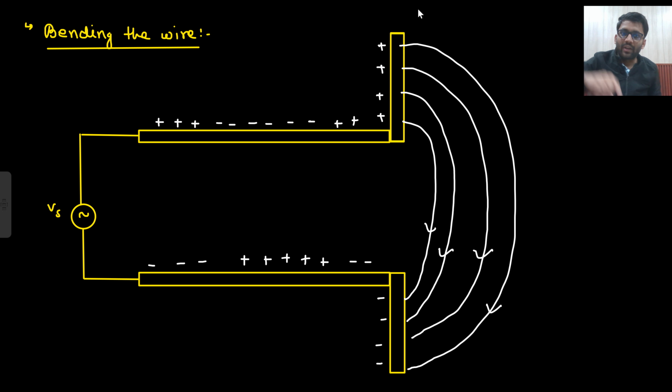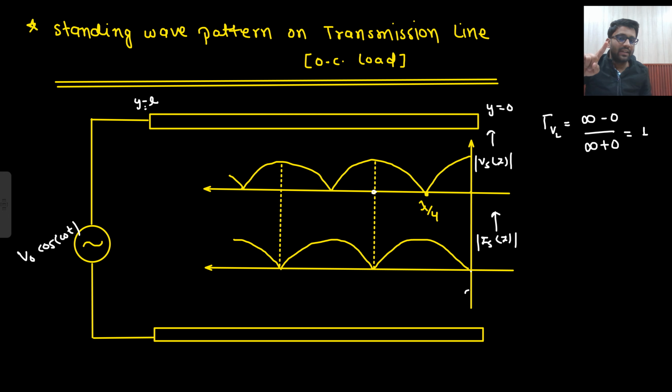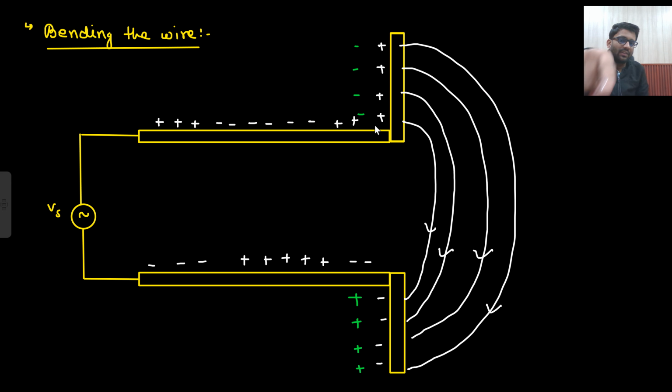Now, with respect to time, what will happen? This positive will go down, and after some time it will become negative. I am talking about this positive only. This is a picture at a certain time. After some time, the peak will come downward and this will go upward, because here there is a standing wave. So this peak is going down, which means the positive charge here is becoming negative.